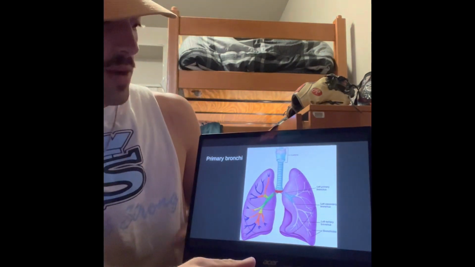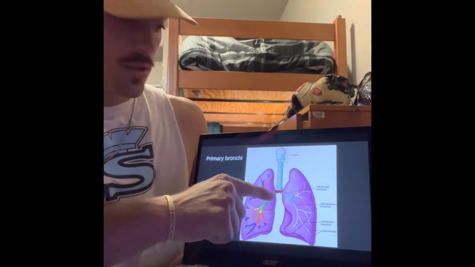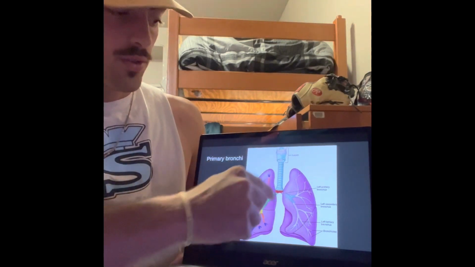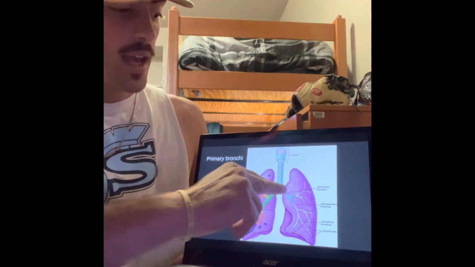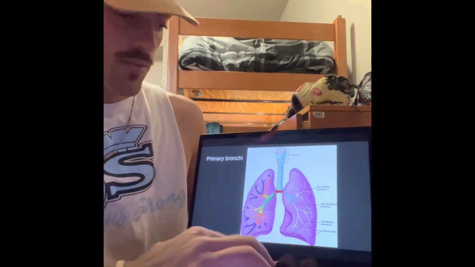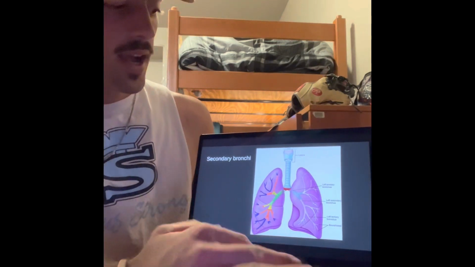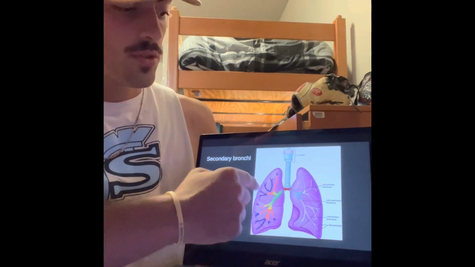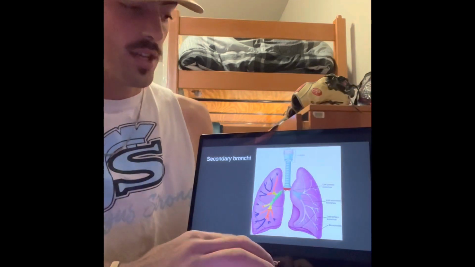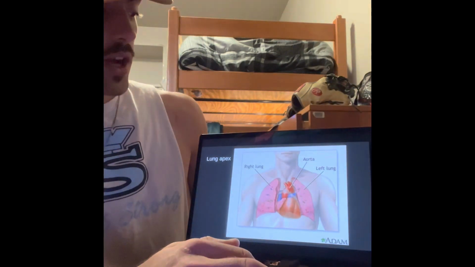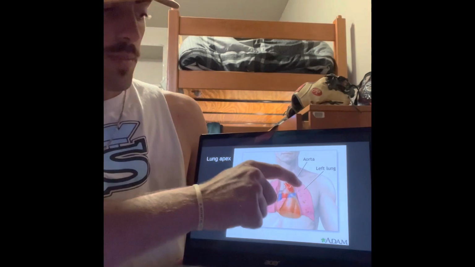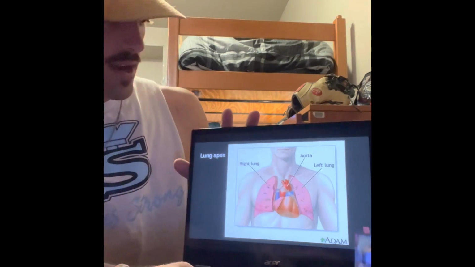Next up, we have the primary bronchi, which are these two main trunks of like this tree. Like, let's imagine this is a tree trunk, and it splits off in two here. These are the primary bronchi. The secondary bronchi split off from those two trunks and kind of branch out. Then you have the lung apexes, which is at the top of the lungs, those two points there.